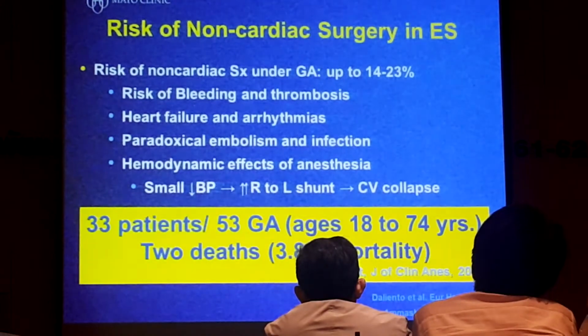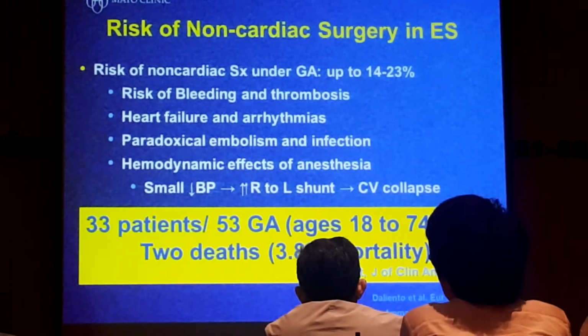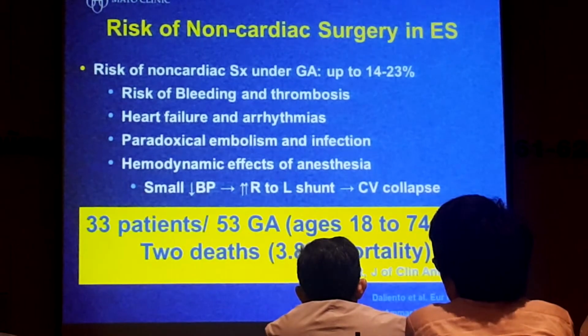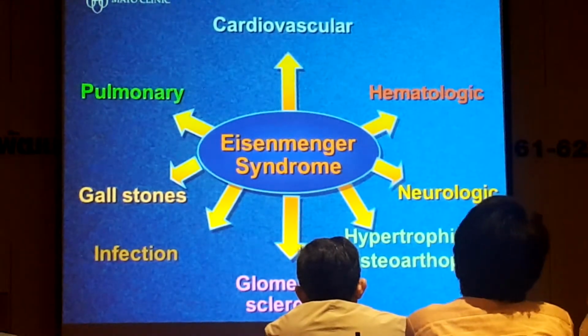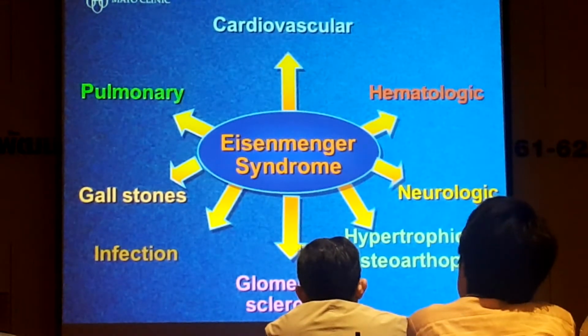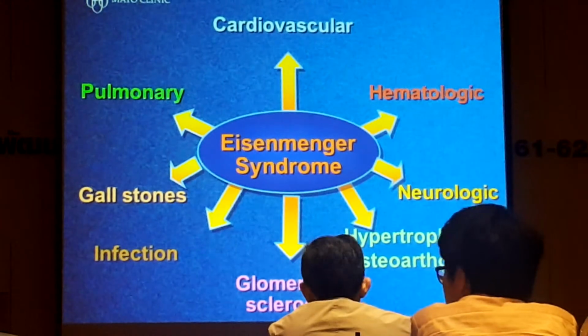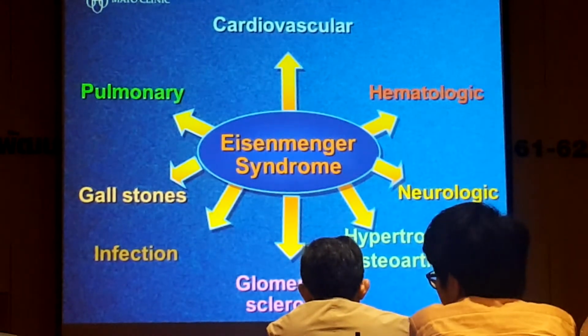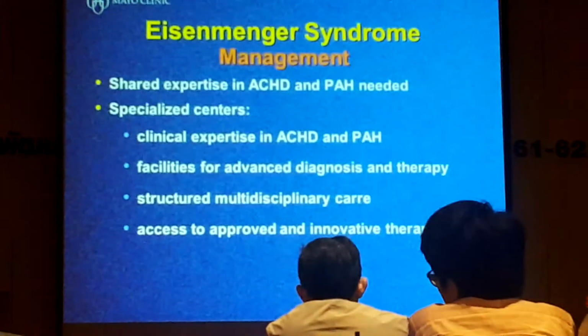In fact, the recent reported series showed only a 3.8% mortality if you do these. They followed our guidelines and reported a 4% mortality only at most. So what I've tried to demonstrate in the past 15 minutes or so is that Eisenmenger syndrome is indeed a multi-system disorder that affects not only the heart. Although we are cardiologists and we take care of the heart, when we see those patients, you have to take care of everything else. So this is a multi-system disorder.